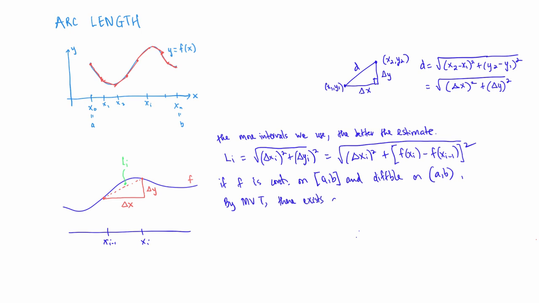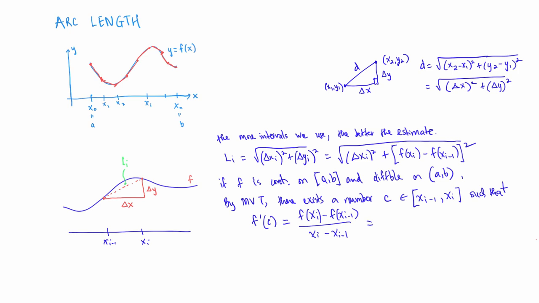The mean value theorem states that if the function f is continuous and differentiable, then there is a number c on the interval such that f prime of c equals f of b minus f of a over b minus a. But we applied the mean value theorem to each of the intervals x_i minus 1 to x_i. And so f prime of c is f of x_i minus f of x_i minus 1 over x_i minus x_i minus 1. But x_i minus x_i minus 1 is delta x.